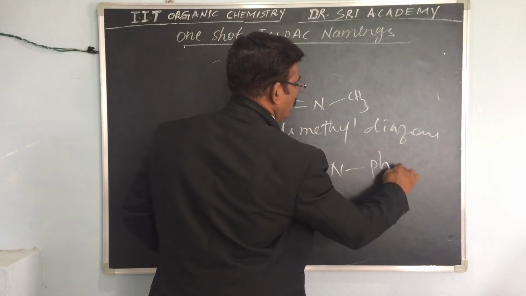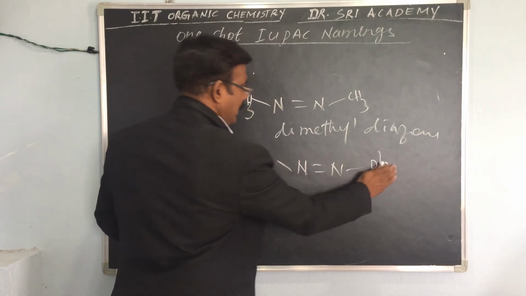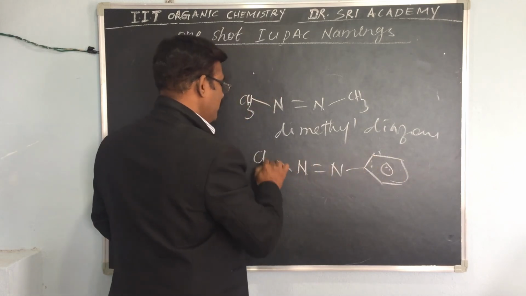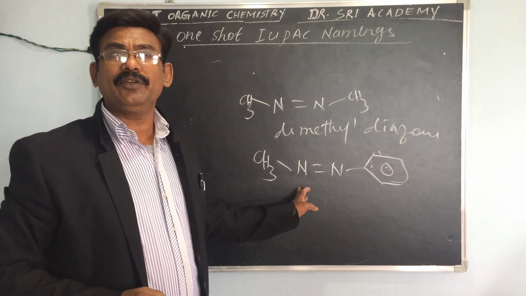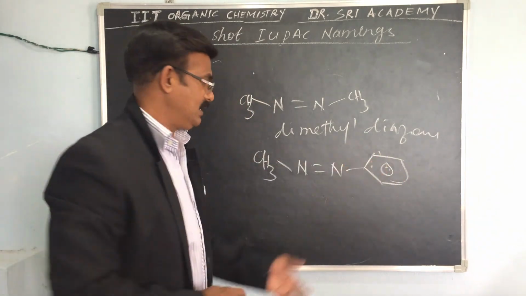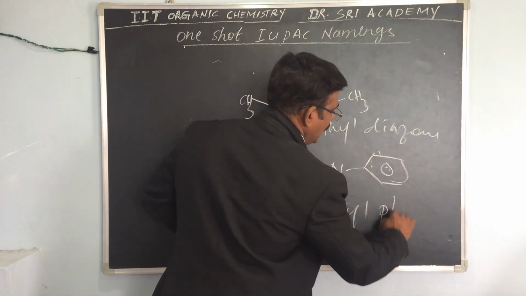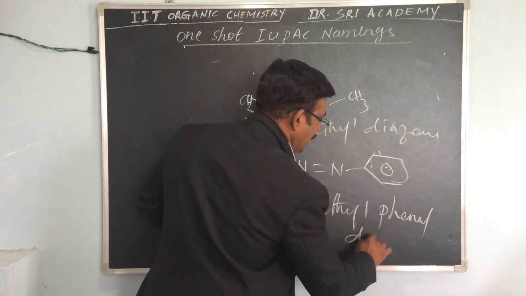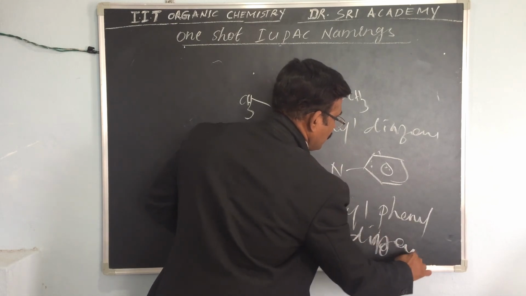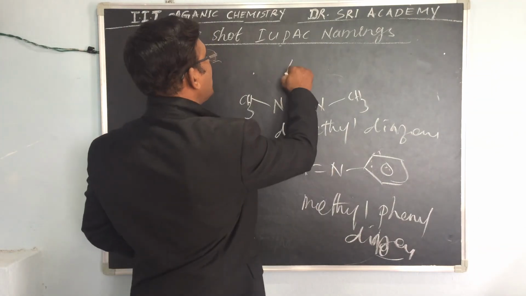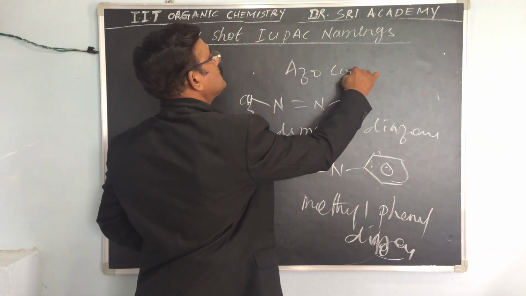If one is a phenyl and one is a methyl, how can you name this one? One is the phenyl group, the benzene organic compound, so it is methyl phenyl diazine. These are some azo compounds.